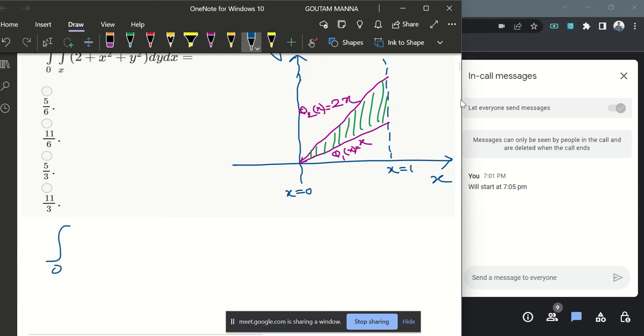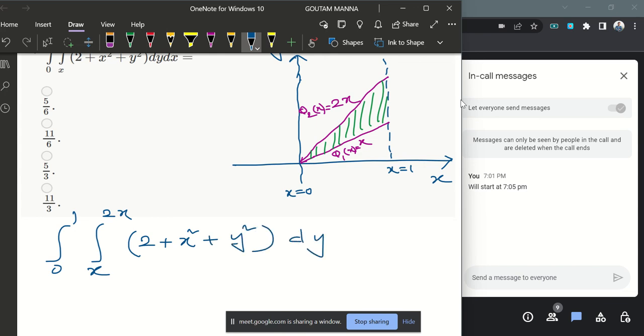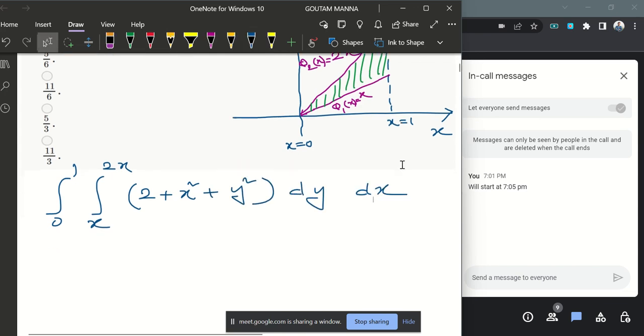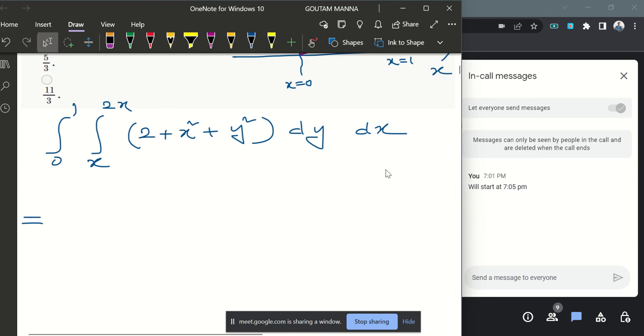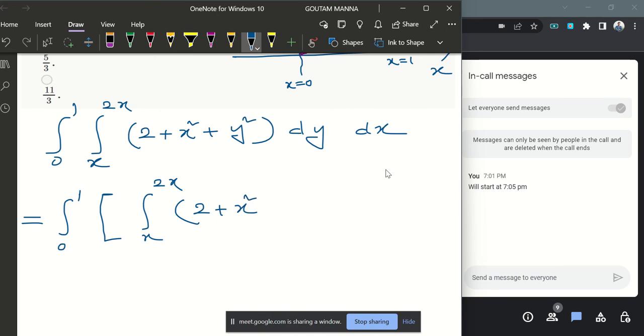So let's do the integration. So x is going from 0 to 1 and y is going from x to 2x, 2 plus x square plus y square dy dx. So first of all, we need to do the y integration. So in that case, it will look like this. x to 2x, 2 plus x square plus y square dy dx.